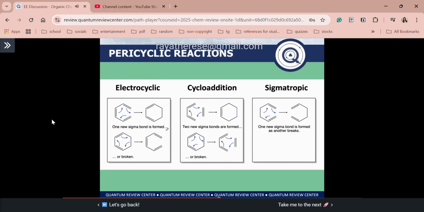And lastly, for sigmatropic, usually we have 3,3-sigmatropic rearrangement. We have the named sigmatropic rearrangements: Cope, when you use a 1,5-diene like this one, or the Claisen rearrangement, when you have an ether as the initial reactant. So for sigmatropics, one new sigma bond is formed as another breaks.